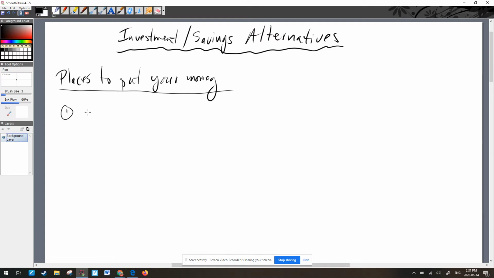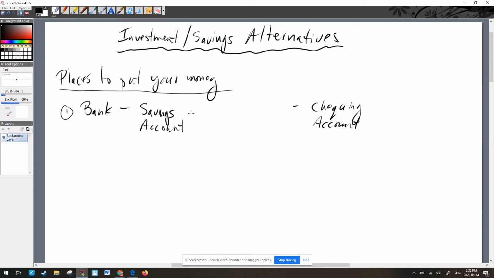So the first place, and the most obvious place for most people, is in the bank. But within the bank, there are different kinds of accounts. There is a savings account and there is a checking account. Those are the two big ones. But there are other places.